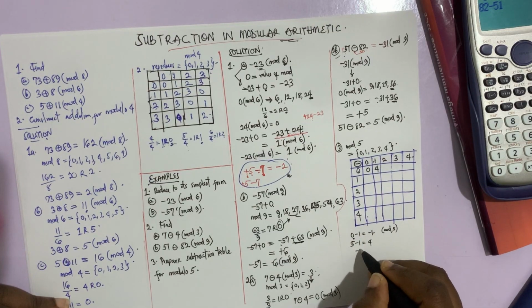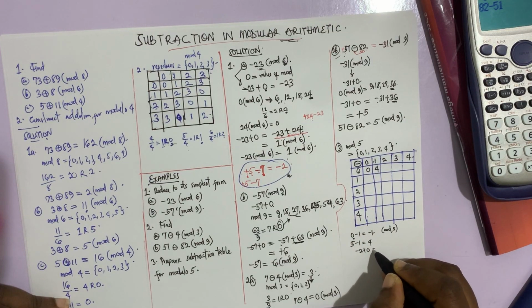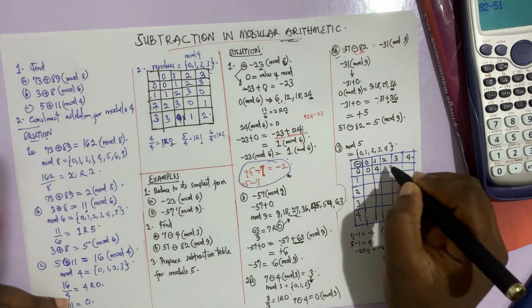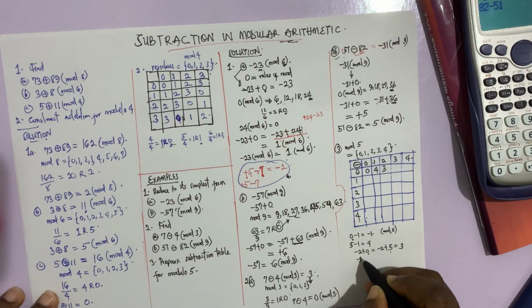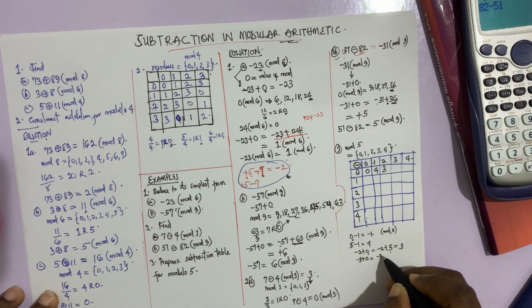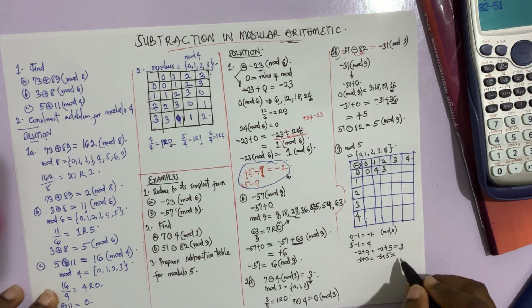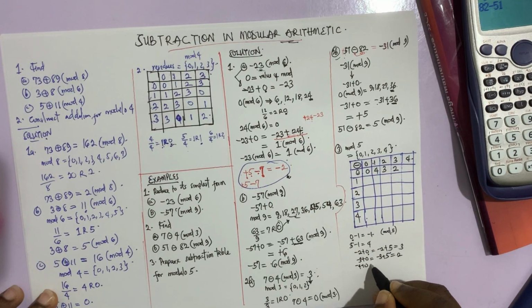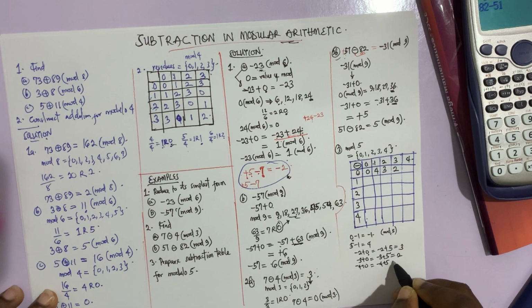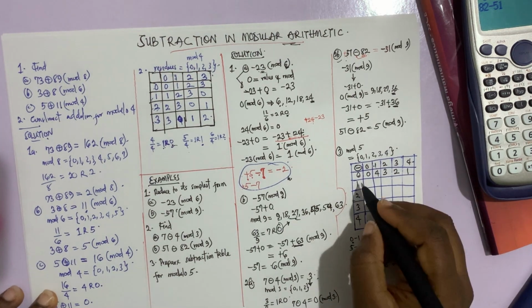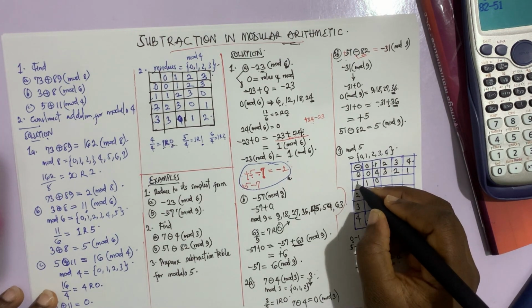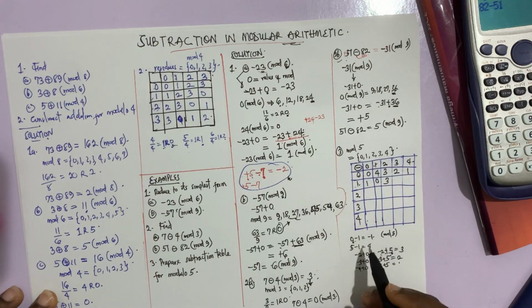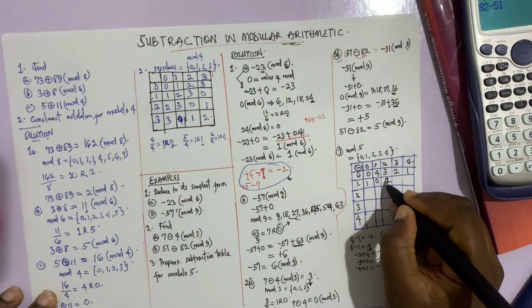So 0 minus 2 plus 0. That's minus 2 plus 5, because in modulus 5, 0 is 5, and this will give us 3. 0 minus 3, that would be minus 3. 0 is 5 in modulus 5. Then that's 2. 0 minus 4 is minus 4. That's minus 4 plus 5, and that will give us 1. 1 minus 0 is 1. 1 minus 1 is 0. 1 minus 2, that's minus 1. And minus 1 is 4 in this modulo.